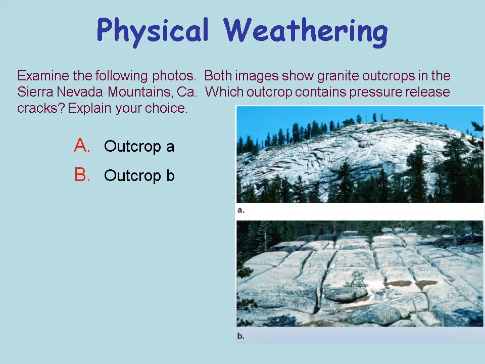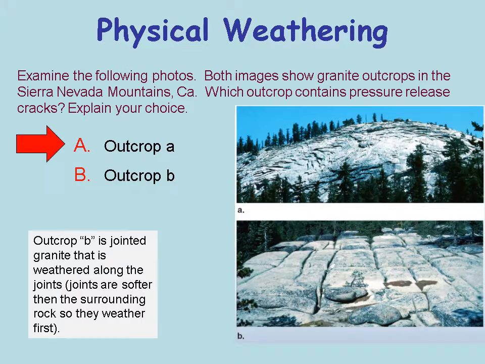Here we have an example of 2 different outcrops. Which one has pressure release cracks? Well, it's outcrop A. Outcrop B is a jointed granite and it's weathered along those joints. It's not pressure release cracks.